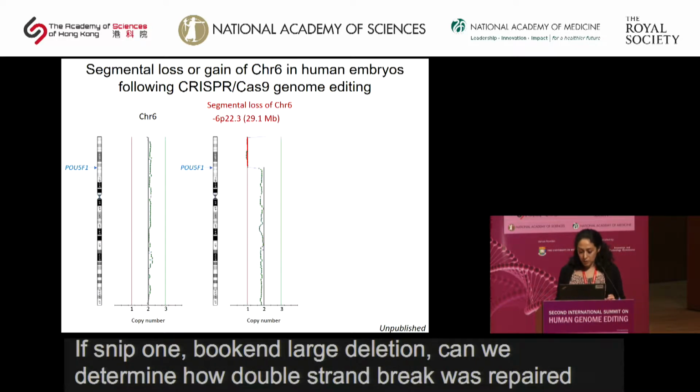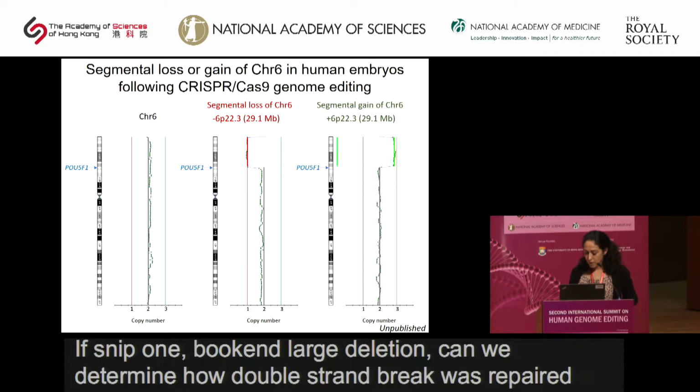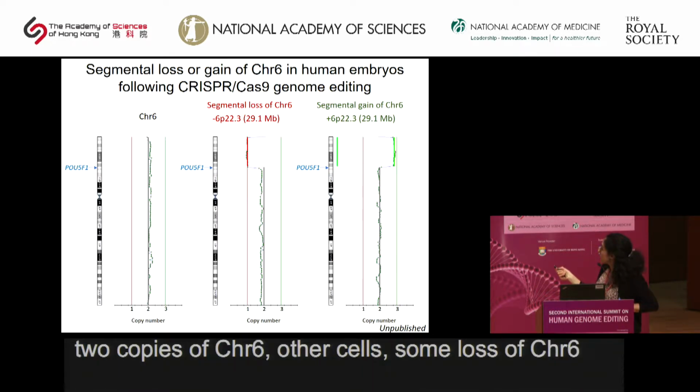However, in other embryos, we could detect some cells where there's a segmental loss of chromosome 6 that encompasses approximately 29 megabase pairs of genomic DNA sequence. And in other embryos, we see segmental gains in close proximity to where the double-strand break would have been induced. So I think this is a significant note of caution and may suggest possible complexities at the on-target site that need to be considered in both basic research and also thinking about potential clinical applications.